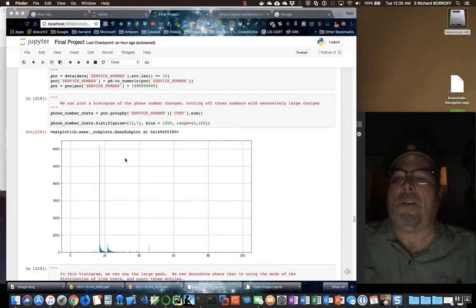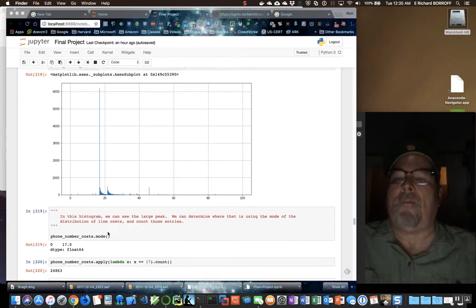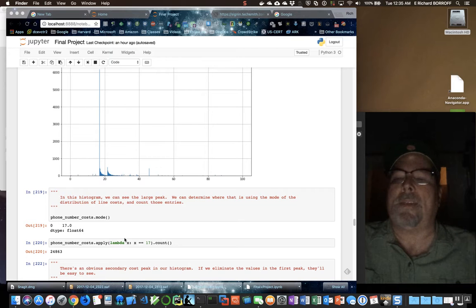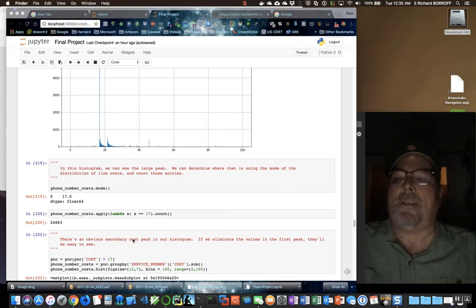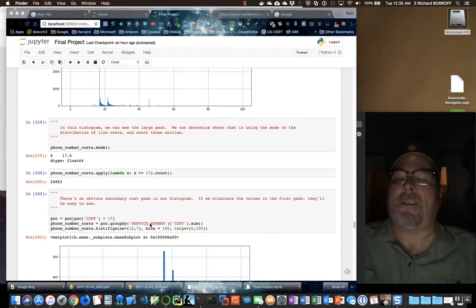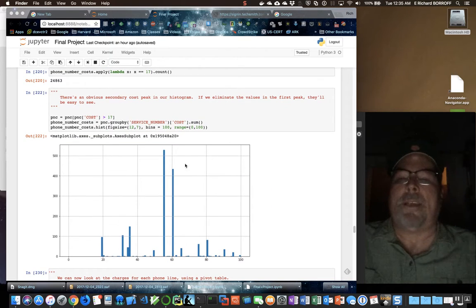We could also go so far as to look at the histogram of charges by phone number. Here you can see that there was a large spike at this number, and you could find that number by looking at the mode, $17. And you can see that there were 25,000 phones that had entries that had that $17 charge. That's quite a few. I could remove that and get more interesting histogram information showing the more uniform distribution of charges.